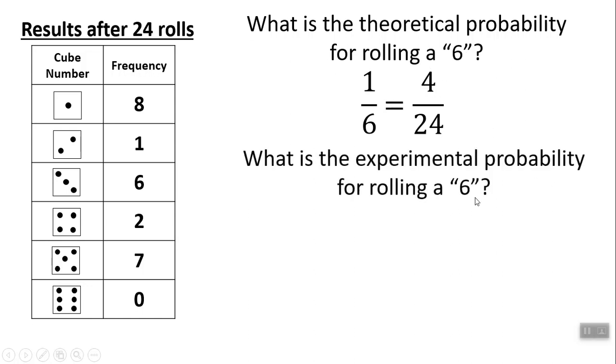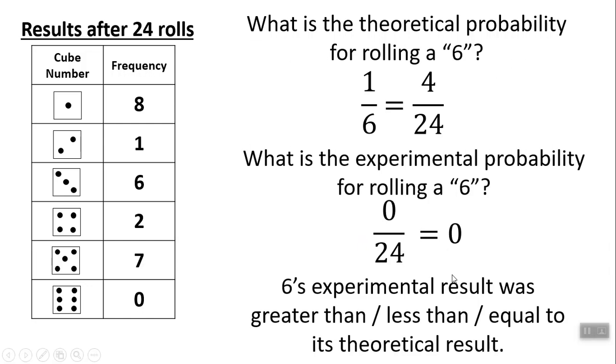Moving on. What is the experimental probability for rolling a 6? Well, I rolled a 6 how many times? 0. So it's 0 out of 24, which would also be 0 in lowest terms. 6's experimental result was greater than, less than, or equal to its theoretical result? Well, 6's experimental was 0. Theoretically, it should have appeared 4 times, so it was less than the theoretical result.